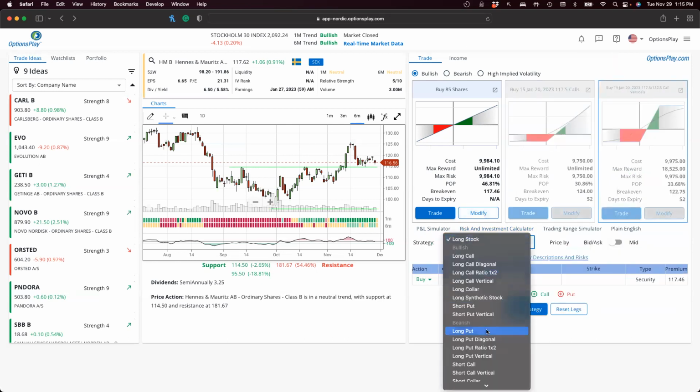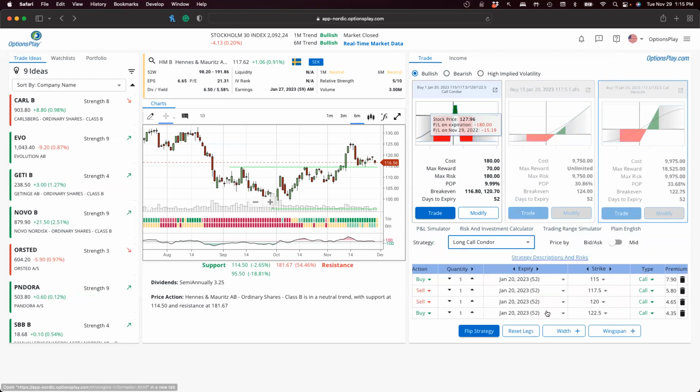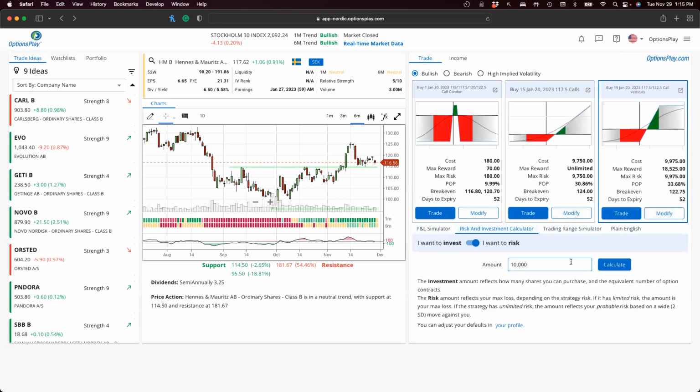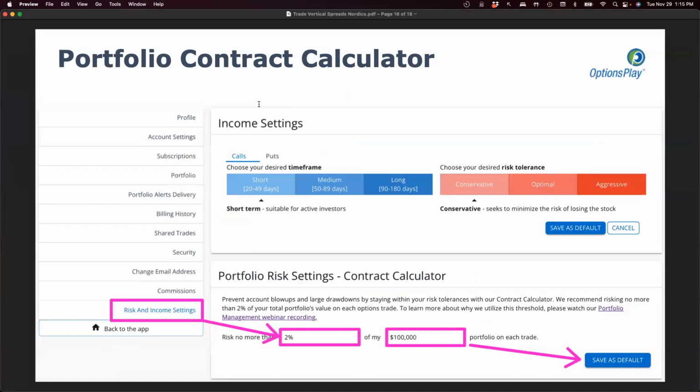And this works for more complex strategies as well. So if you're trading an iron condor, you can still click on the risk and investment calculator, and it'll tell you that you can buy 55 contracts of it, and your max risk will be 9,900 crowns. So you don't have to do any of the math yourself. It does all of the work for you and makes sure that the max risk of a strategy does not exceed your risk tolerance. And it's a really, really important tool for your trading and helping you stay in the right lane.